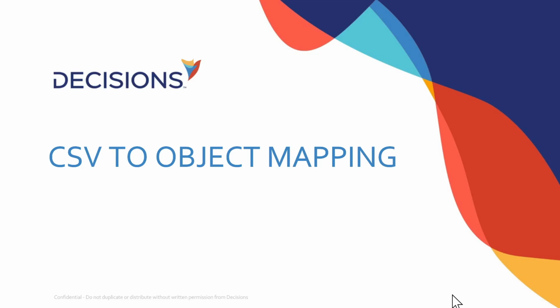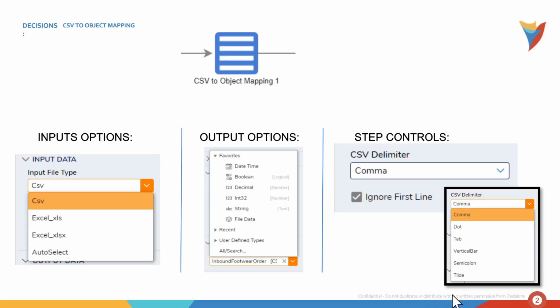Today we're going to be taking a deeper look at the CSV to object mapping step. The CSV to object mapping step is going to allow you to take in a CSV, Excel, or Excel XLSX file and output that data into Decisions so that it can be either saved or utilized in your flows.